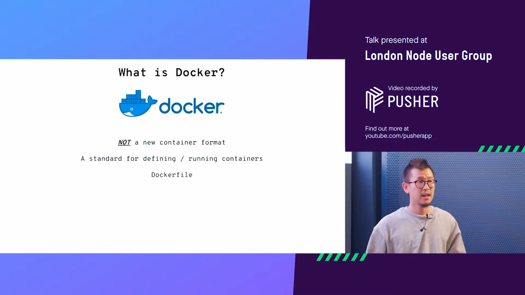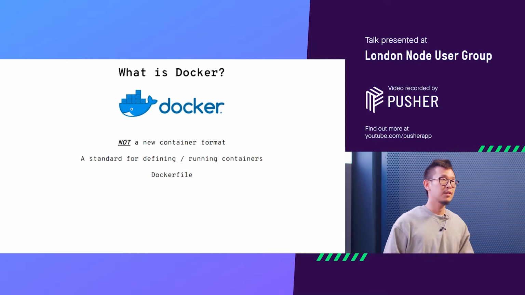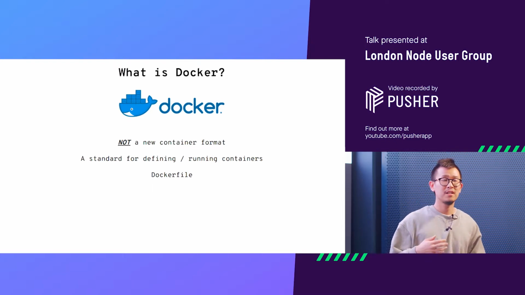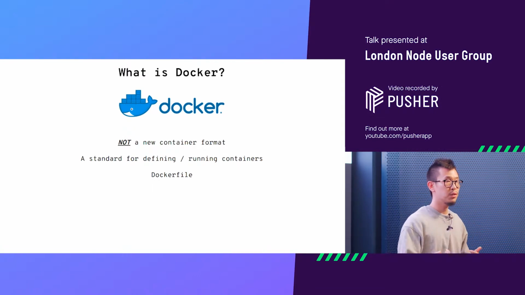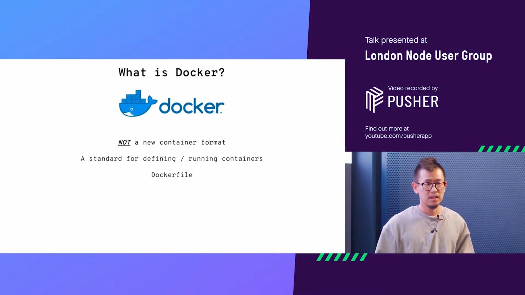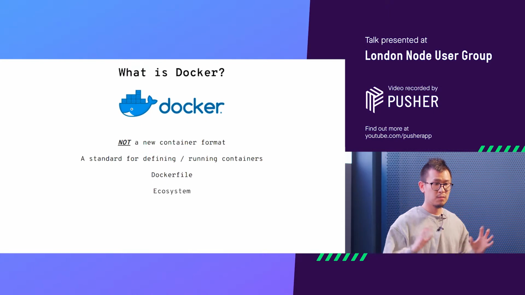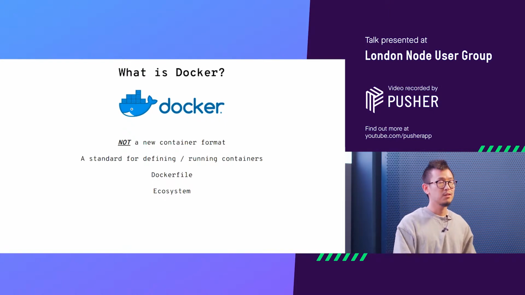So for defining, it has the Dockerfile format. If you use that format, you can use docker build to build any image using that format. And if I have a Docker image, I can give it to you, and as long as you have Docker installed on your machine, you can run that image as well. So it's just a standard way of doing things. It also provides an ecosystem, so it has Docker Hub, which is like the NPM registry for Docker images. You just upload your image on there. If people like it, they will use it.